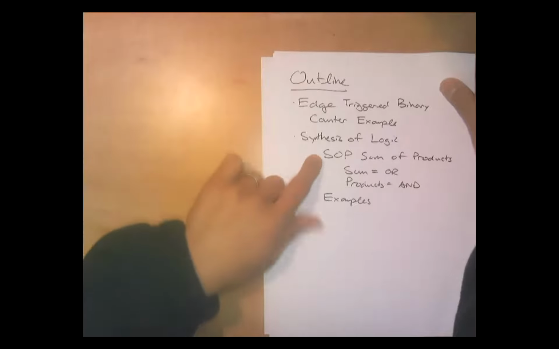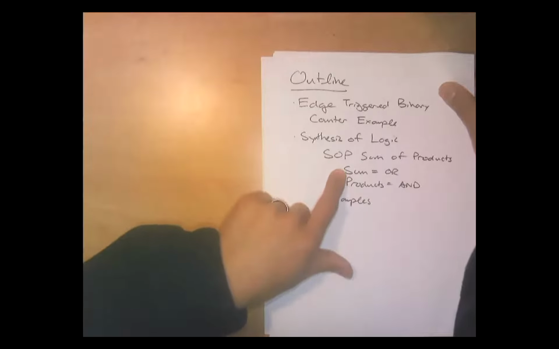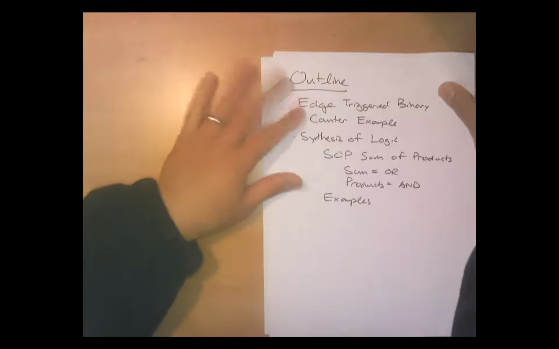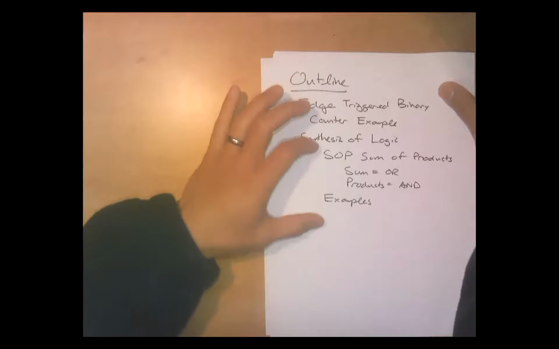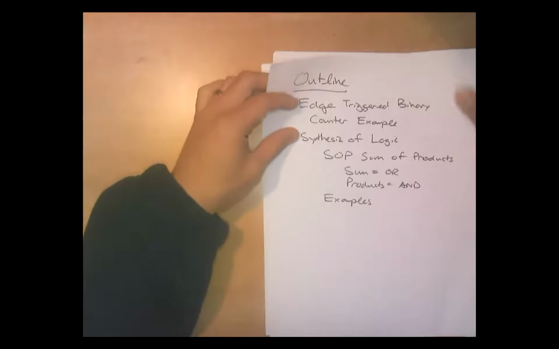Okay, and a big method that we're going to use is sum of products, and it's going to be sum, which is an OR, and products, which is an AND. After we run through a bunch of examples, we'll see how useful this idea, sum of products, and synthesis of logic is. All right, so let's begin.